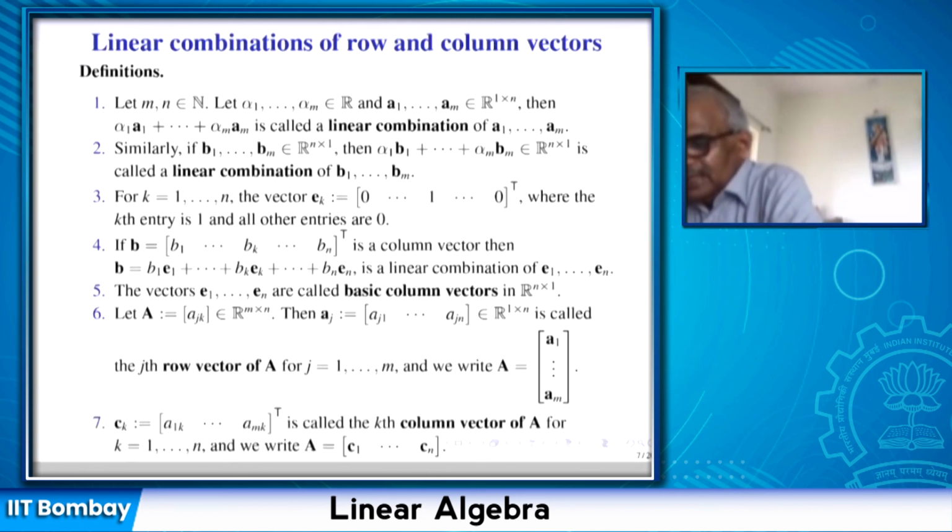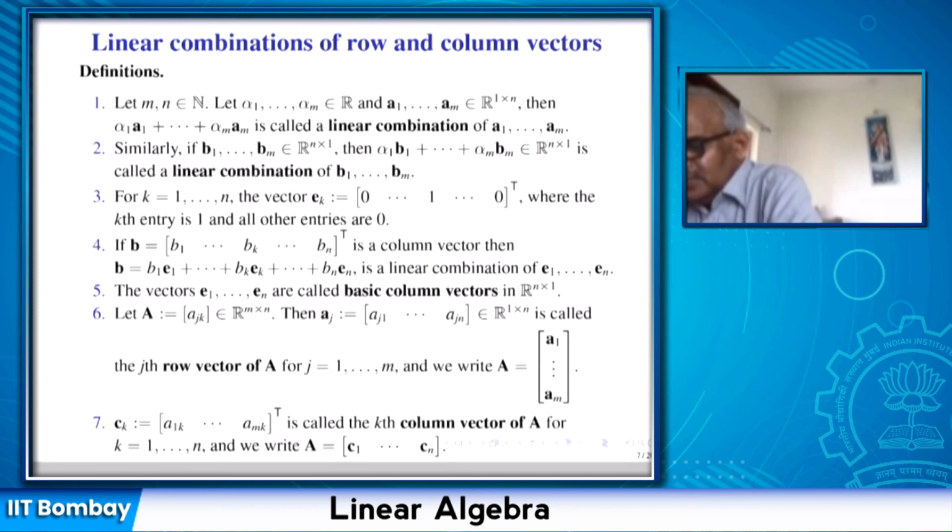Similarly, I can write the kth column vector as (a_1k, a_mk) transpose. So see how I'm writing the column vector as a transpose of a row vector. Okay, so this is the kth column vector of A, and if my matrix is m by n, there are n column vectors, and we can display the matrix in terms of column vectors.